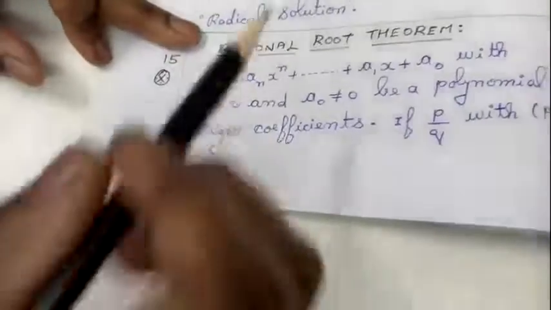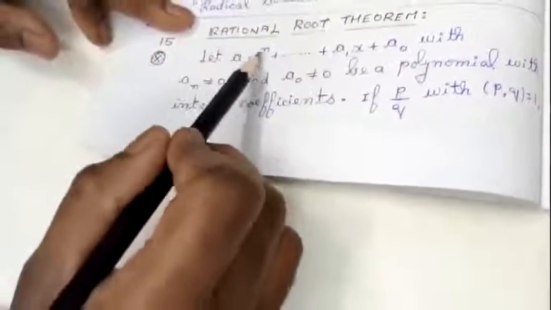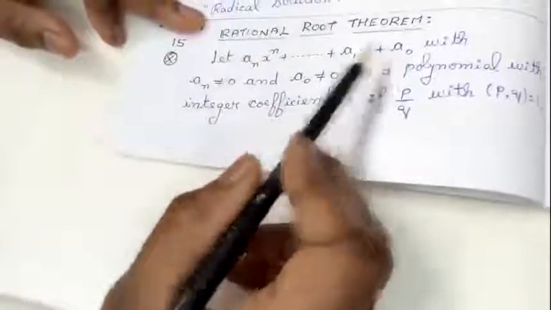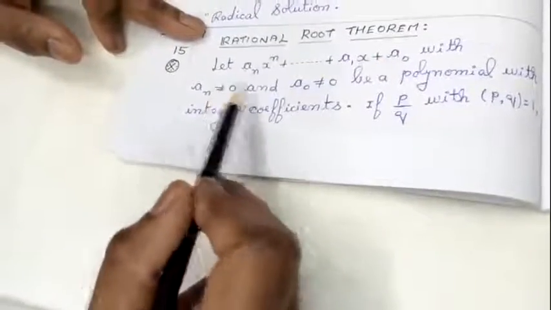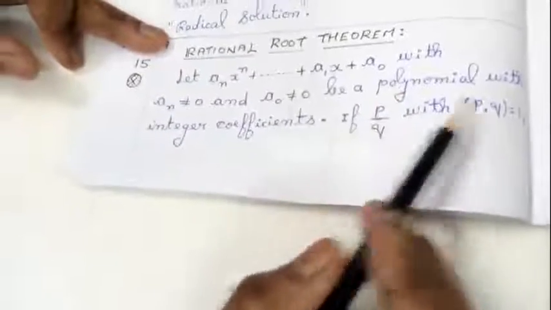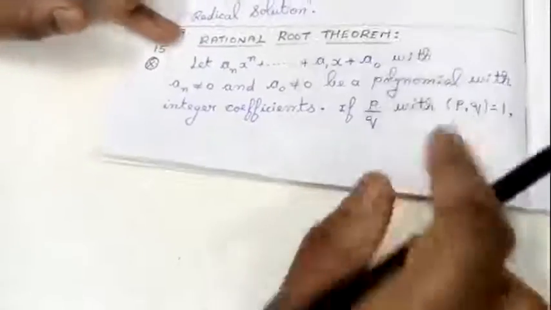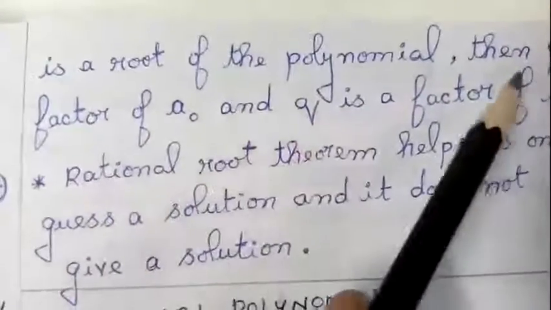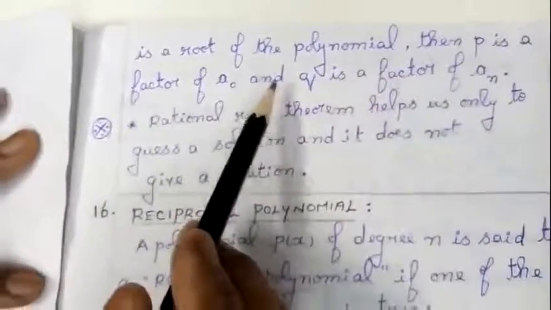Next, we are going to move on to the rational root theorem. We are going to take the polynomial a_n x to the power n plus etcetera plus a1 x plus a0, with a_n and a0 not equal to 0. That is, the first coefficient and the last coefficient must not be equal to 0. Be a polynomial with integer coefficients. If p by q, with gcd of p and q equal to 1, is a root of the polynomial, then p is a factor of a0 and q is a factor of a_n. So this is the concept of the rational root theorem.